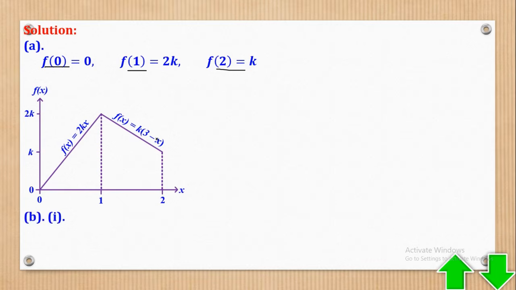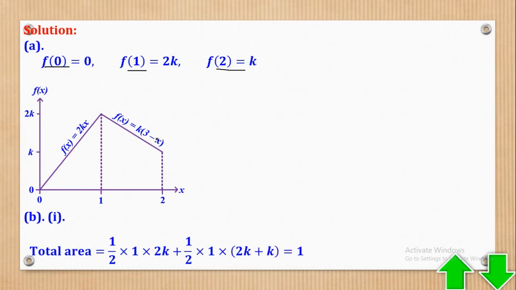Now let's go to part B, Roman 1. Roman 1, they wanted the value of the constant k. So whenever they want the value of the constant, you have to remember that total probability must be equal to 1.